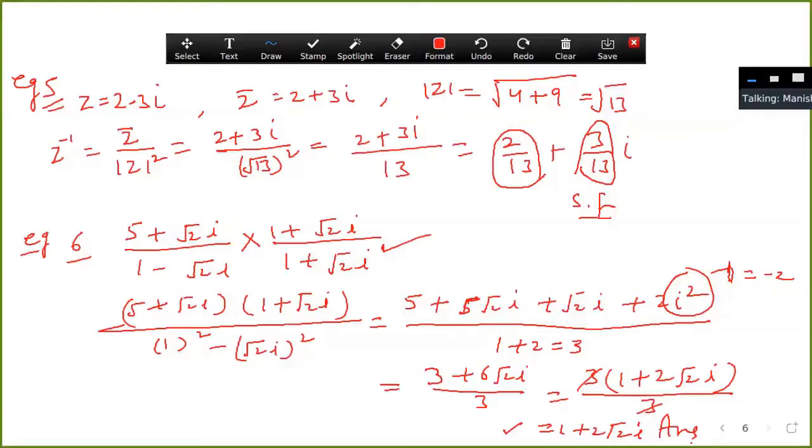Okay. I think now you can do exercise 5.1. Polar form is not in our syllabus now. We have to just do 5.1. After that, we'll do exercise 5.3.